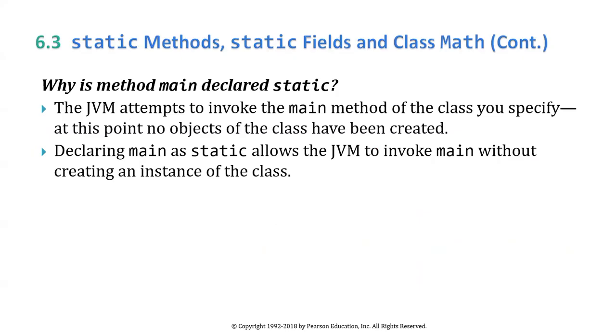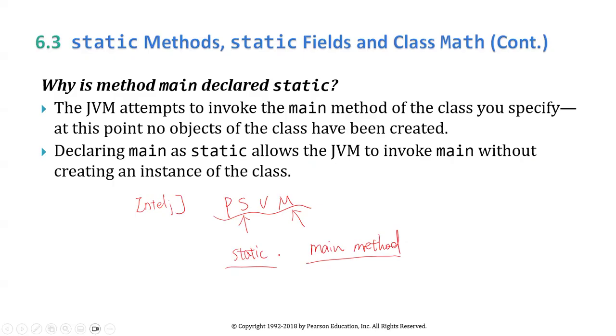And why is method main declared as static? As you can recall, we use the IntelliJ shortcut, PSVM. This is the shortcut. And the S stands for static, right? And the main means the main method. And the JVM attempts to invoke the main method of the class you specify at this point. No objects of the class have been created.